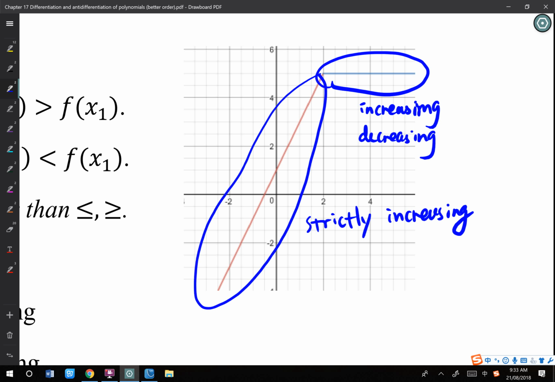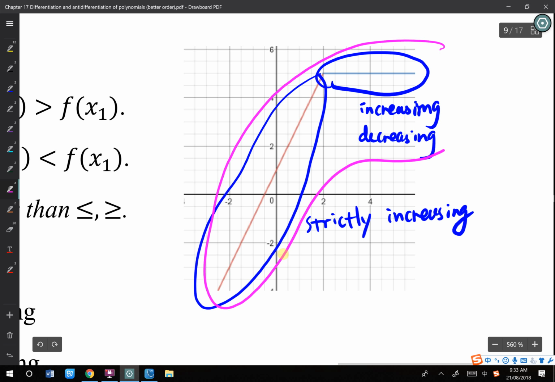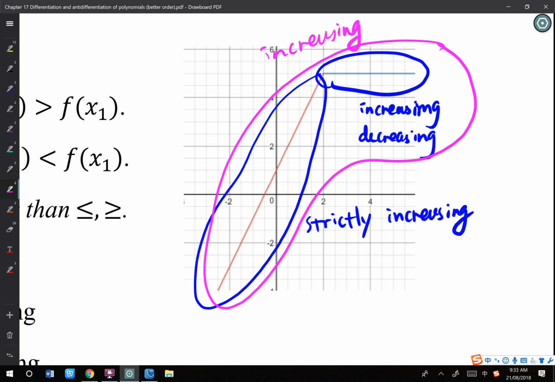So the only part that is strictly increasing is the increasing linear part. That's strictly increasing, because as your x increases, your y increases as well. But all of this can be increasing as well, because the whole function does not decrease. Again, when x increases, y does not decrease. For part of it, y remains the same, for part of it, it actually increases. So I can say overall it's increasing.